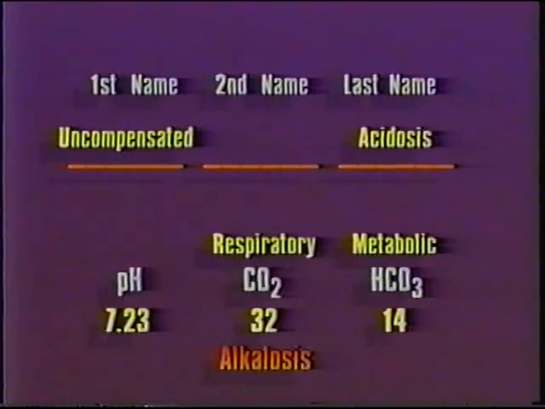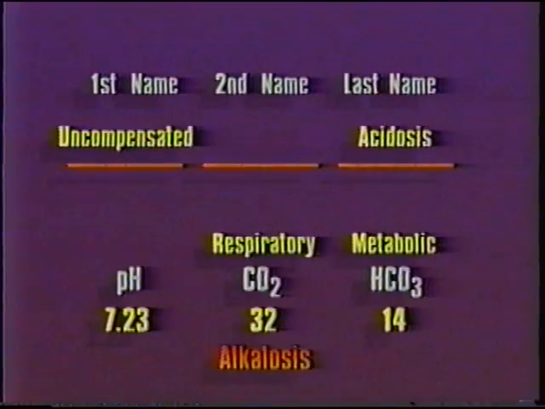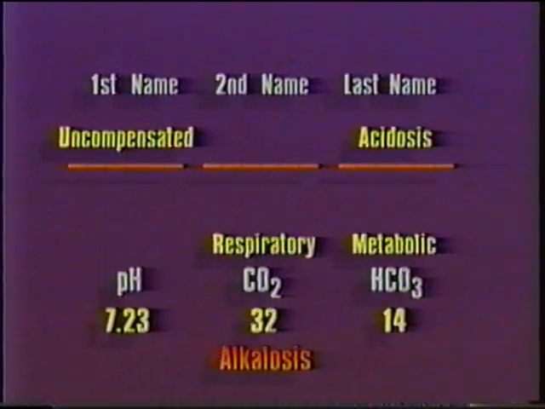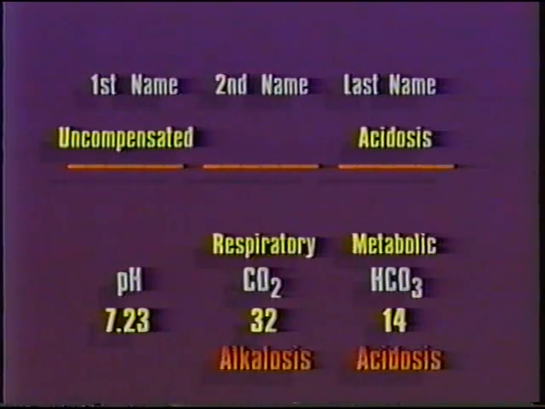Next, look at the HCO3 value of 14. Is it acidotic, alkalotic, or normal? It's acidotic, so write down acidosis underneath the 14. Now you have alkalosis under CO2 and acidosis under HCO3.